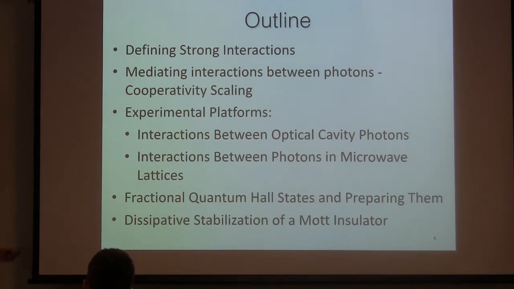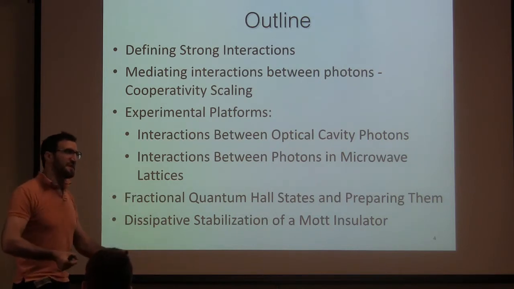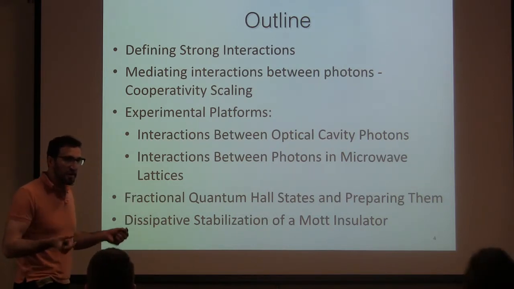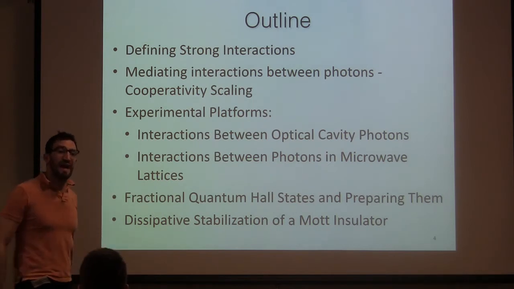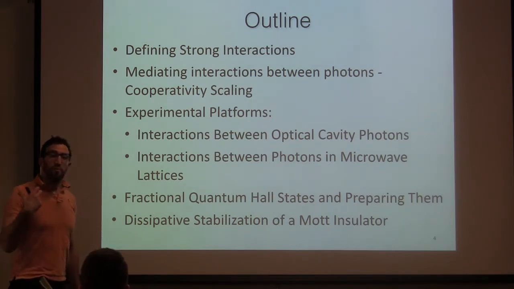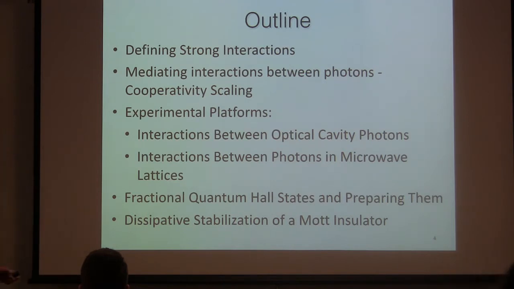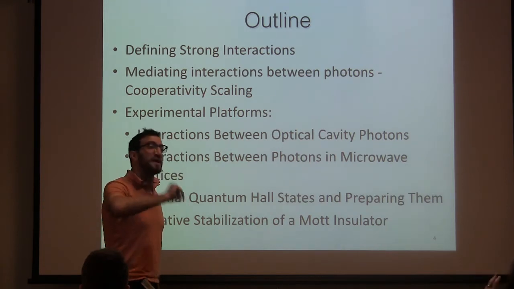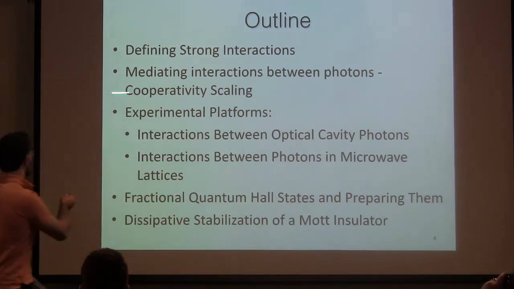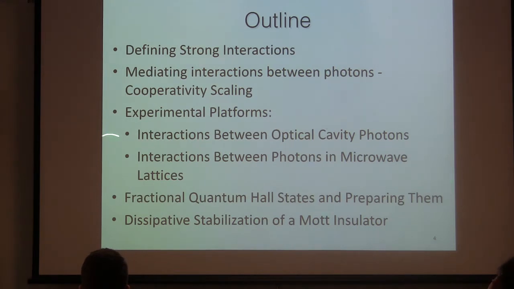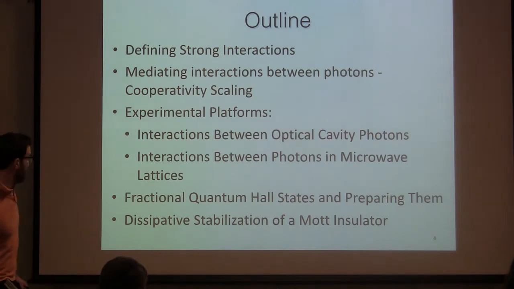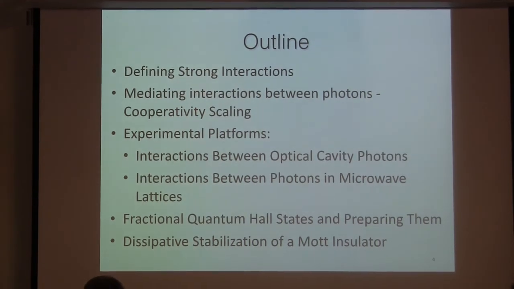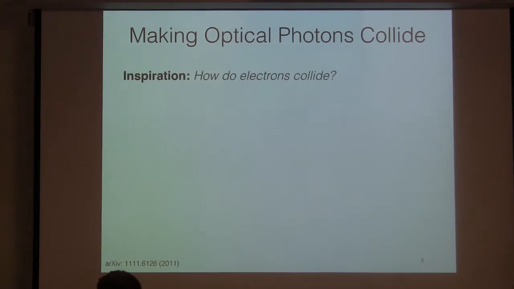So the challenge is to make our photons interact with atoms, and the atoms then interact with each other, okay, and have that atomic interaction back act on the photons. And so what we'll need to figure out is how strong do the interactions between the atoms need to be, and how strong does the coupling between the light and the atoms need to be. And this is what's called this cooperativity scaling. And then I'll talk to you about building materials in both the optical and microwave photon platforms. Okay, so let's hop right in and talk about how to make photons collide.